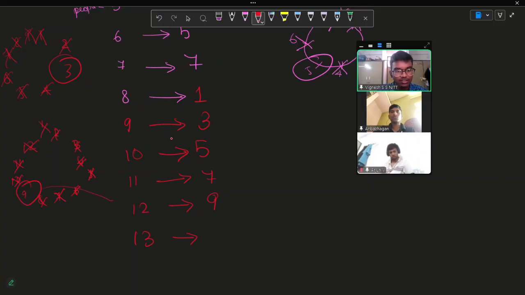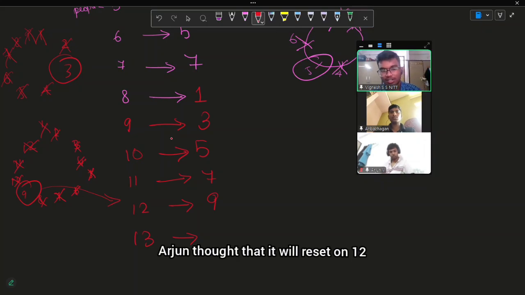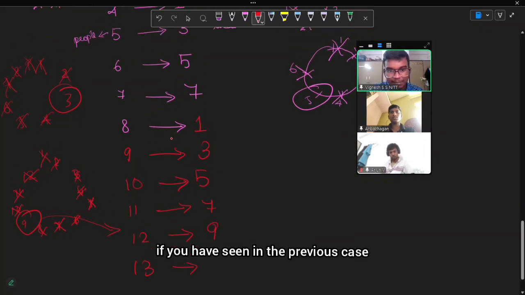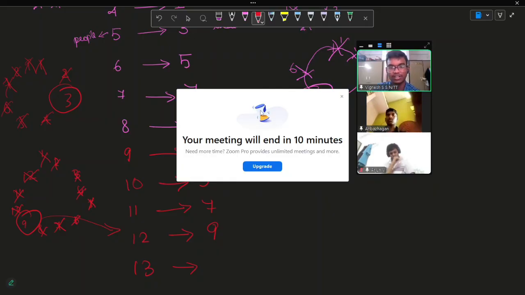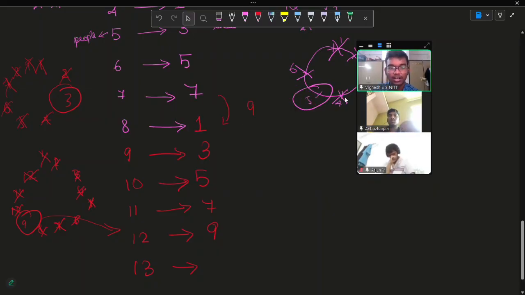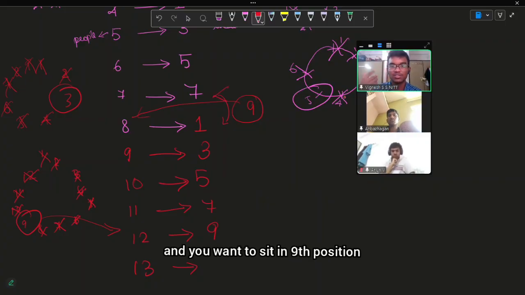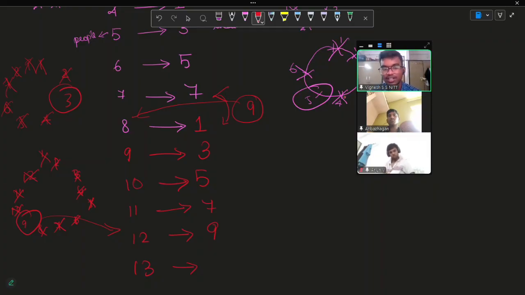So for 12 we got 9. If you see clearly, it is increasing: 1, 3, 5, 7, 9. Arjun thought that it would reset at 12, but it is not resetting. In the previous case, it resets when, if 7 increases to 9, this 9 will be greater than 8. That is not possible. You have 8 soldiers and you want to sit in the ninth position. That is not possible, so I will sit in the first position. That is when the number resets.